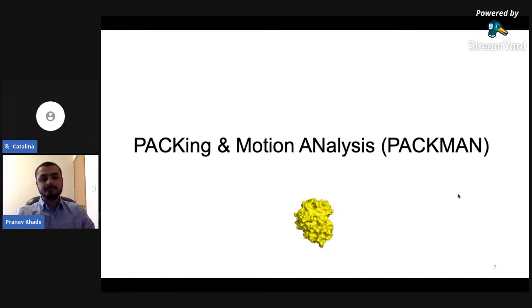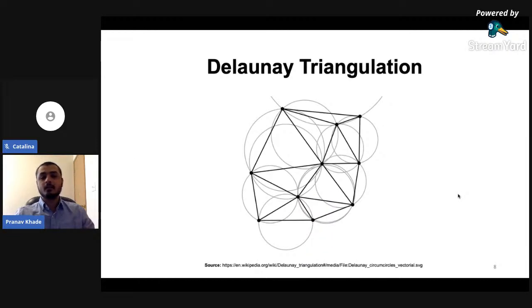But before that, I'll be explaining what Delaunay tessellations are, because they are central to the concept of alpha shape and therefore the algorithm of this tool. Let's consider we have a set of points, these points you see here. If you provide these points and ask for a Delaunay tessellation, you will get a figure something like this.